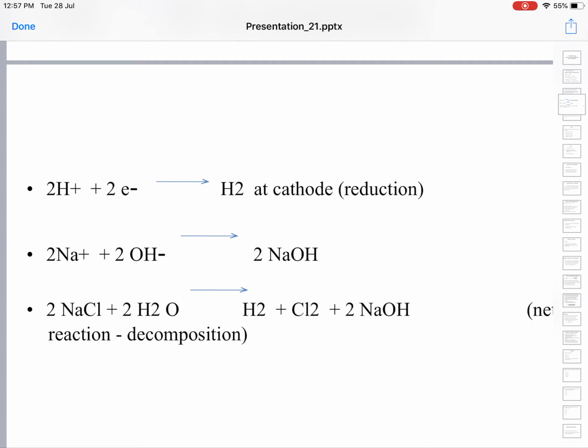The overall reaction we can depict as 2 NaCl plus 2 H2O gives H2 gas liberated at the cathode, chlorine gas liberated at the anode, plus 2 NaOH. This NaOH, sodium hydroxide, is formed in the solution. Okay, this is what is happening in the electrolysis of aqueous sodium chloride.